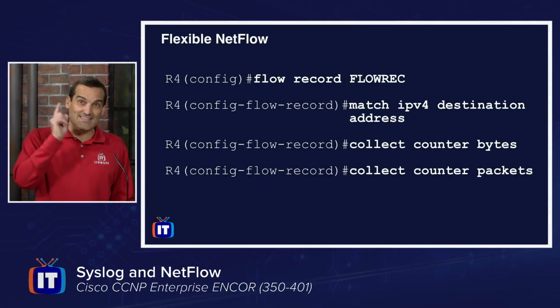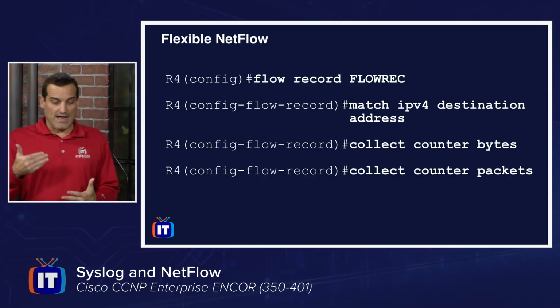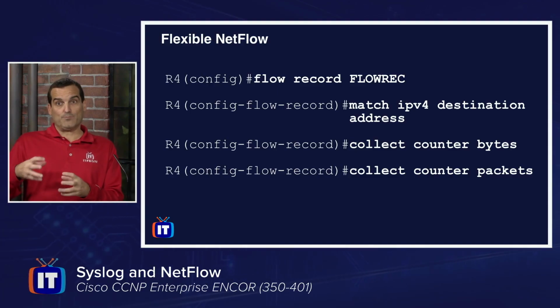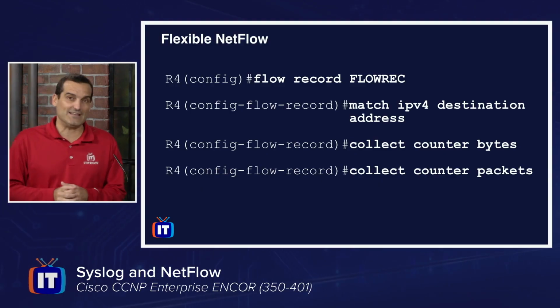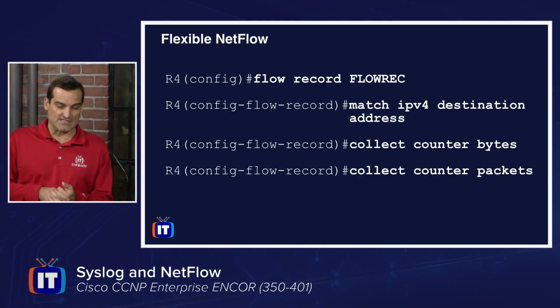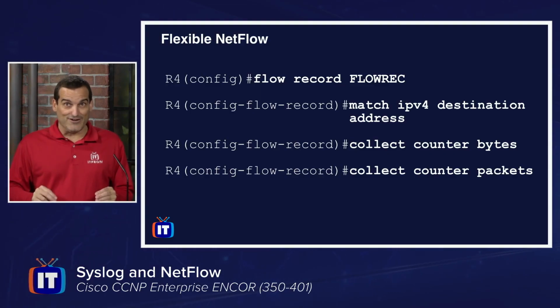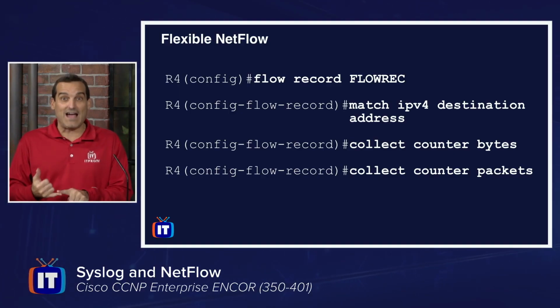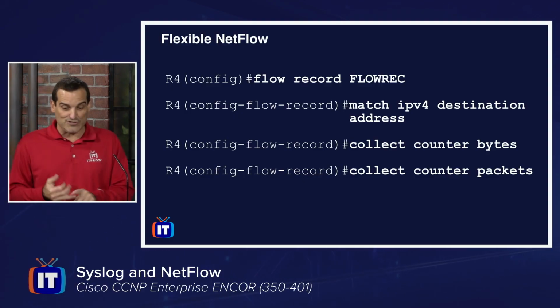Now, that's good. This is the one that Ronnie was excited for because Ronnie had heard that you could be much more precise with the information you gather. And that's exactly what flexible NetFlow gives us. Notice we create a flow record here and we're saying, I want to match on IPv4 destination address, so you can limit right away what information you're gathering.